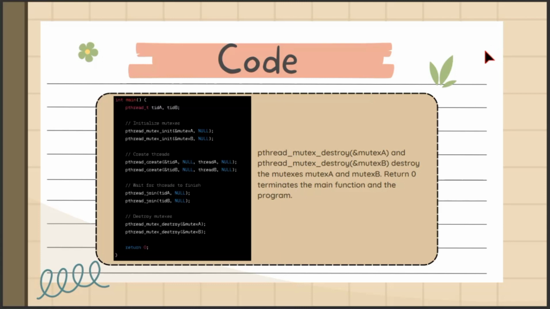Then finally we have pthread_mutex_destroy. The second to the last line of code will try to destroy mutex B in order to free up resources. And then lastly, it will return 0.